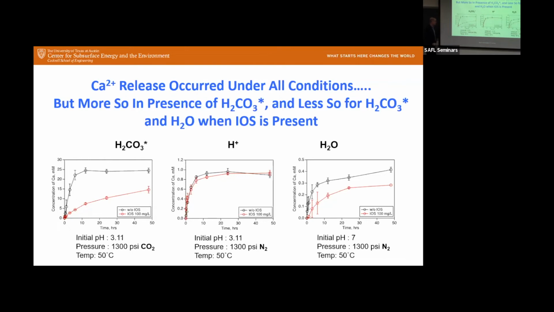The more interesting result is what happens when we add IOS. When we add that surfactant, we get quite a bit of inhibition of the calcium release in the presence of the IOS with carbonic acid. Compared to the proton, there is very little inhibition, or you might argue none. And then when we have H2O, we also have some inhibition, but less, all right? And also a much lower concentration. All right, so what is this anionic surfactant, this IOS, doing?